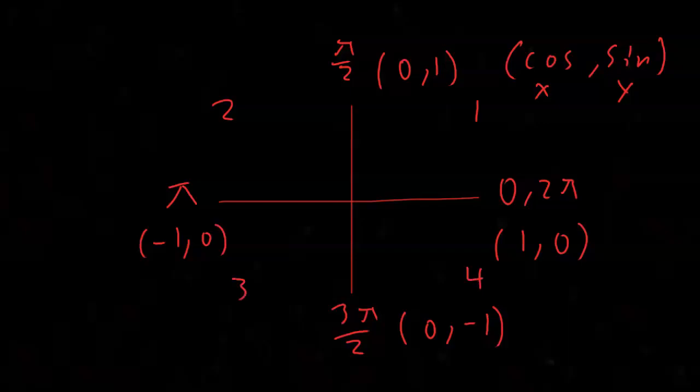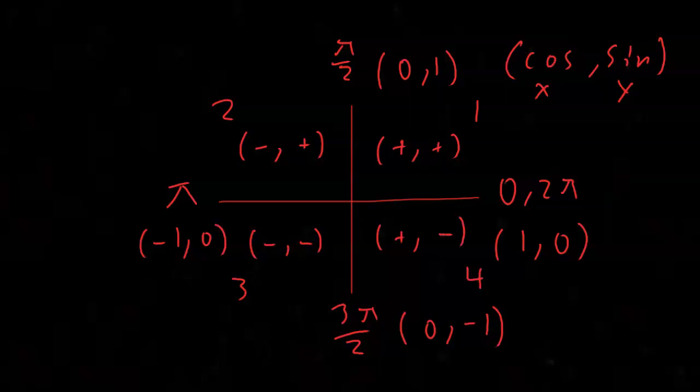So once again, following the interval notation in the top right corner, for quadrant 1, both the cosine and sine are positive. For quadrant 2, the cosine is negative while the sine is positive. For quadrant 3, both the cosine and sine are negative. And for quadrant 4, the cosine is positive while the sine is negative.